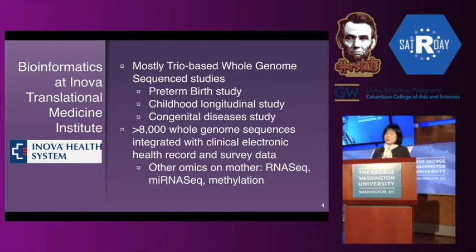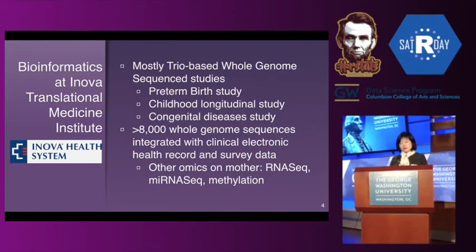Bioinformatics is a very broad term. It basically covers all the data analysis using biological data. And at ITMI, we mostly focus on trio-based whole genome studies. We look at both the parents and the child together, because at the Innova Health System, there's 20,000 babies born every year in our health system, and of that, 10,000 babies were born in the Innova Fairfax Hospital. And so far, we have sequenced over 8,000 whole genome sequences, at a very high coverage.